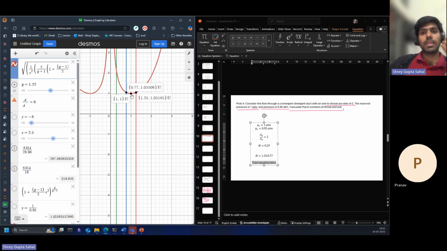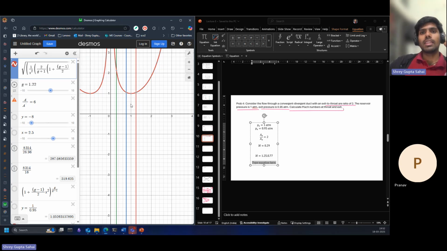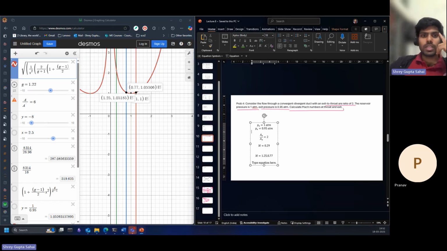We are implying that at the place of minimum area, if area is changing and the flow is isentropic, then the flow has to be sonic there. What is happening right now? Let me open that book. I think it's getting diffused. Before reaching the throat, before reaching the sonic conditions, it actually diverges.